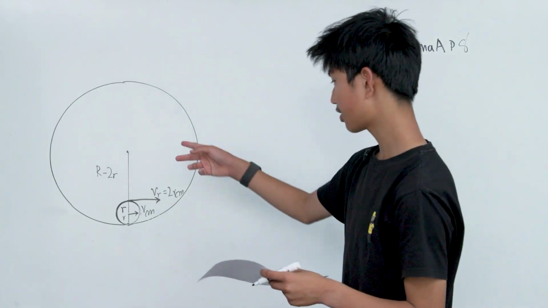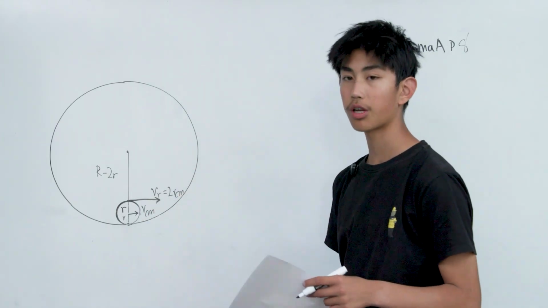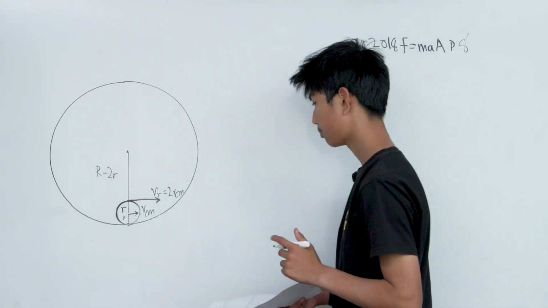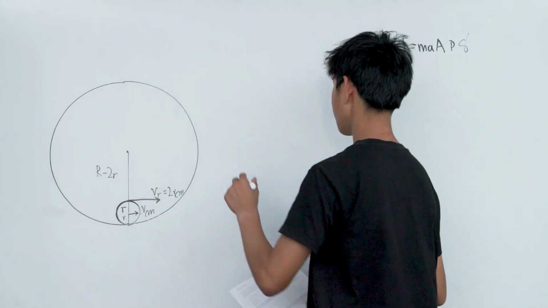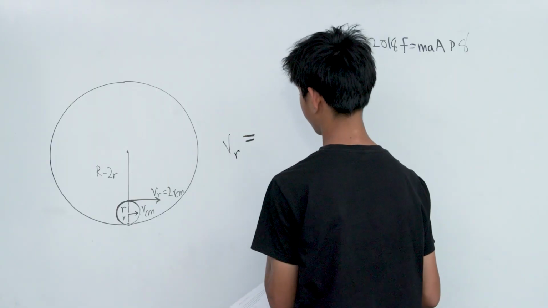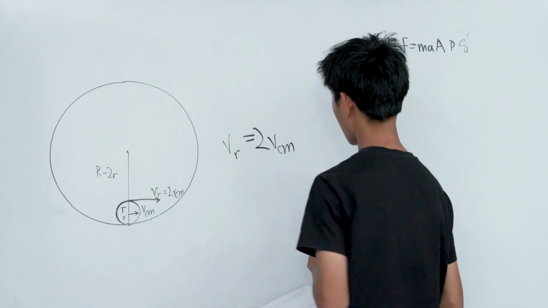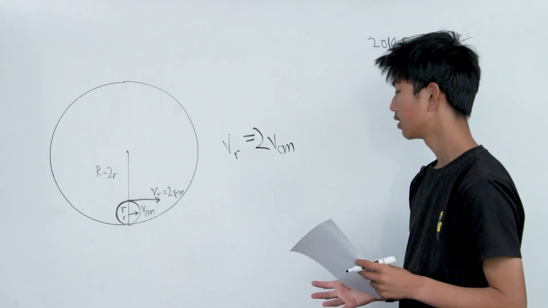Here we have a rough sketch where capital R is the big radius and the lowercase r is the radius of the smaller disk inside. Since the disk rolls without slipping, v sub r, the velocity at the radius, is 2 times the velocity at the center of mass.